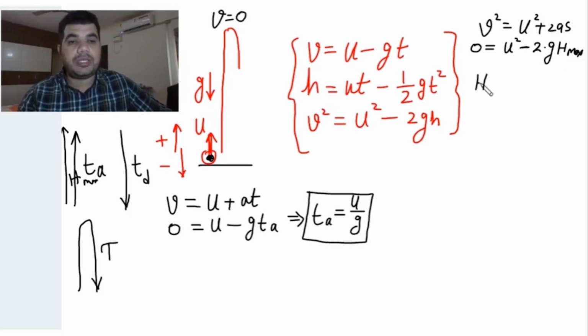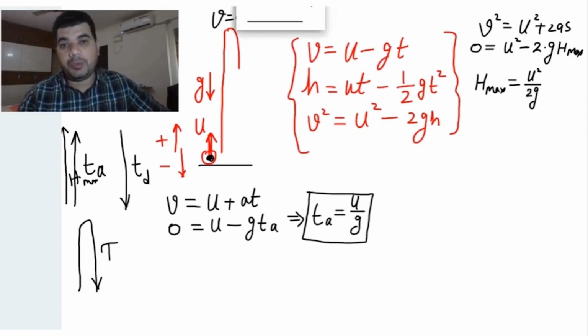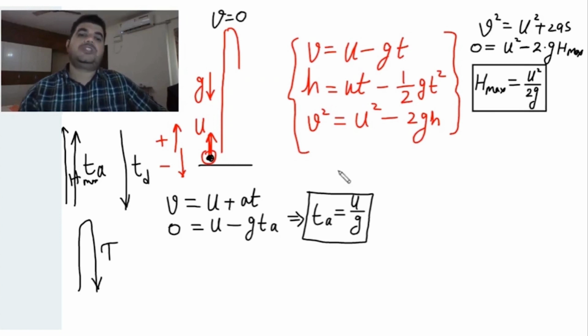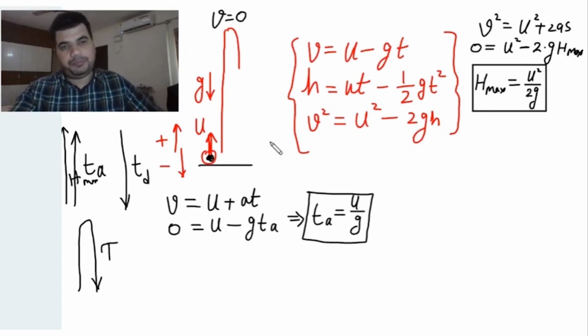Now here, what is h max? So h max is equal to u square divided by 2g. So this is another equation that you have to remember, and you will definitely remember because you are all smart people: h max is u square by 2g.